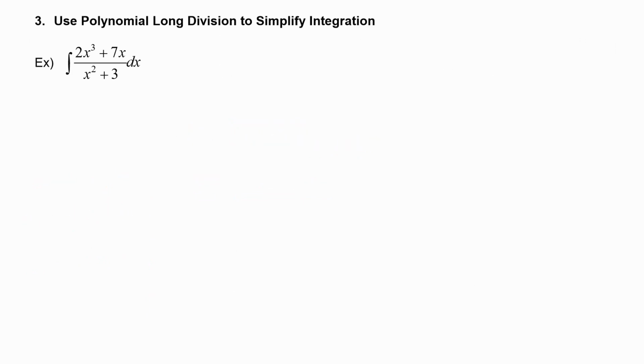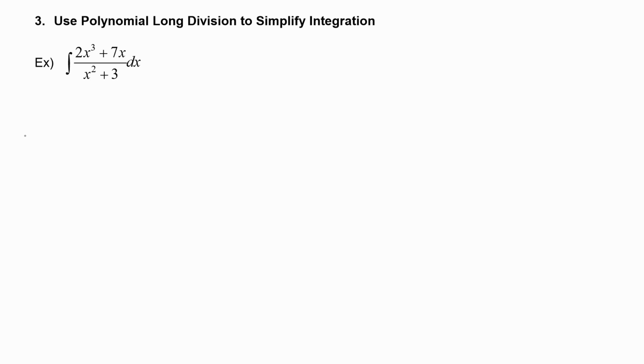Sometimes we have to use polynomial long division to simplify integration. Take a look at this example where we have to do the integral of the quantity 2x cubed plus 7x over the quantity x squared plus 3 dx. Now, there's no way that the numerator could ever be the derivative of the denominator because the degree of the numerator is higher than the degree of the denominator. So what we're going to do is use polynomial long division to rework this integrand into an expression that we can integrate.